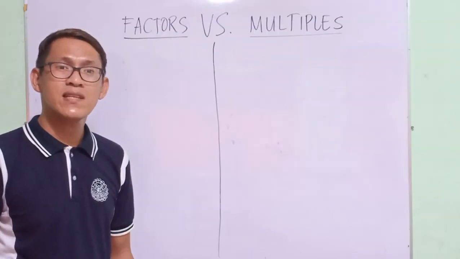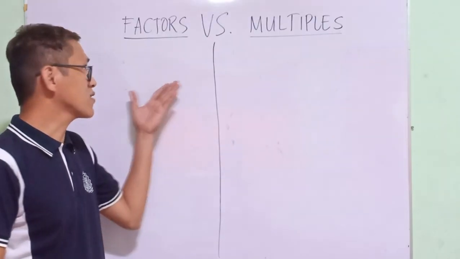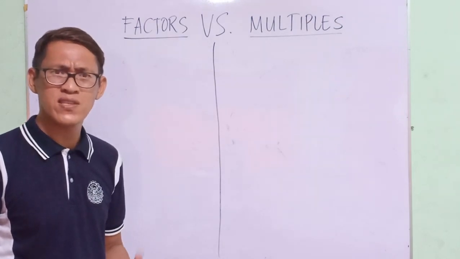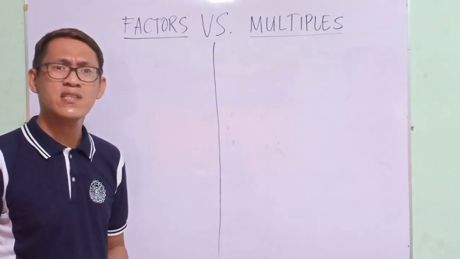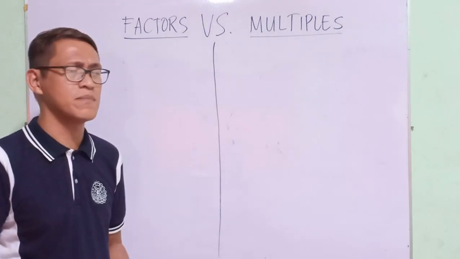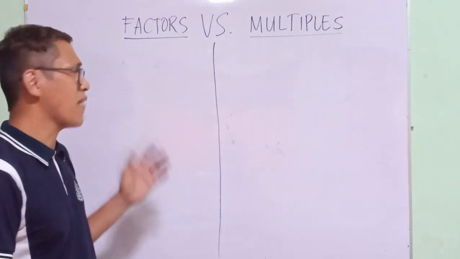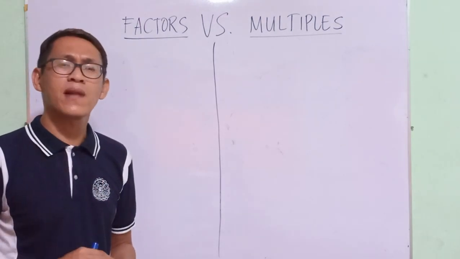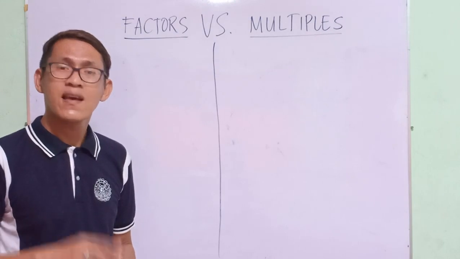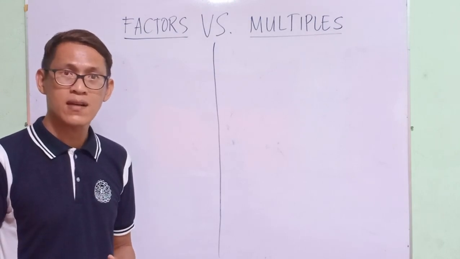In this video, the topic is about factors versus multiples. Do you know the difference between these two? I hope after this video, you will realize the difference between them. Now let's start with factors. When you multiply two numbers, these two numbers are called factors, and the answer is called product.